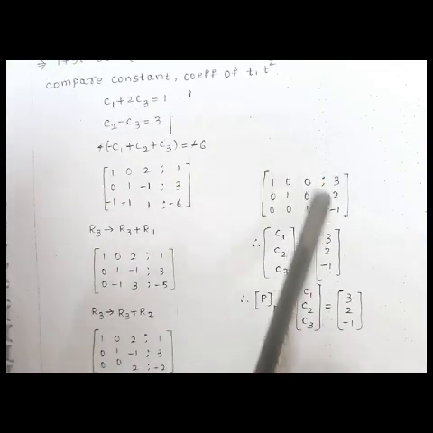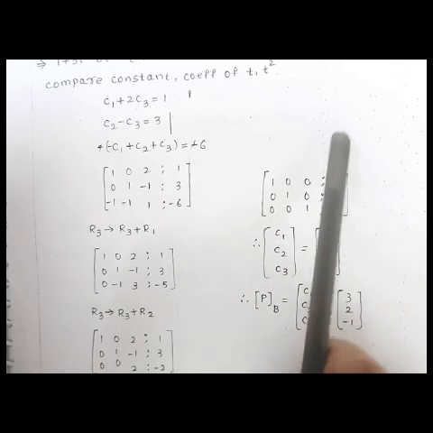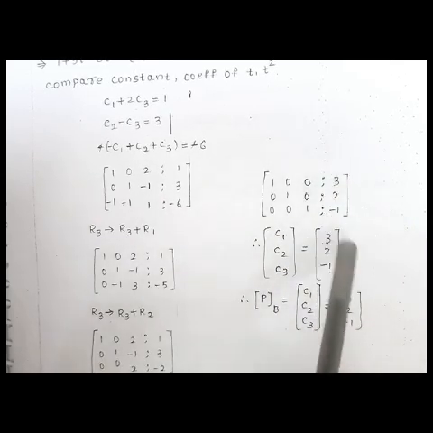Then you can get the identity matrix. Then what are the elements for C1, C2, C3? 3, 2, minus 1.